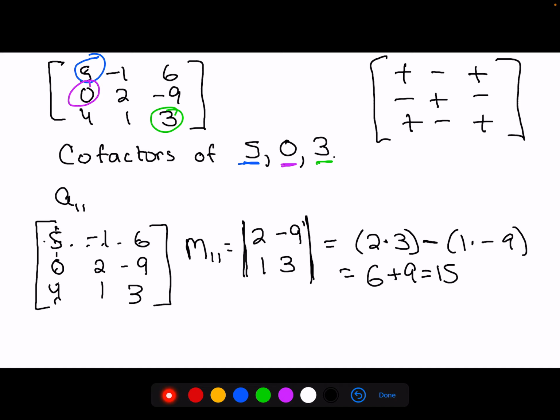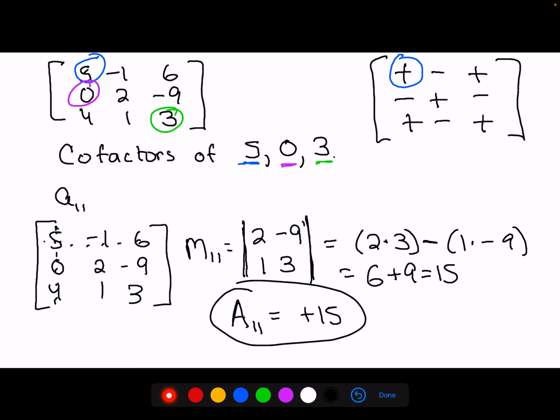And then the cofactor, a sub 1,1, is positive 15. That position has a positive. Or if you're not sure, you can say negative 1 raised to the 1 plus 1. So negative 1 squared is 1. So you're going to end up with a positive 15 there.